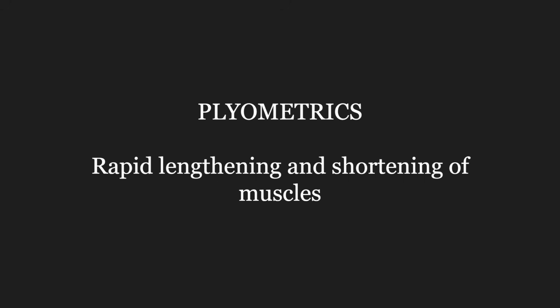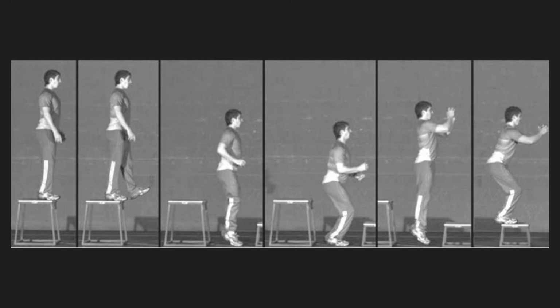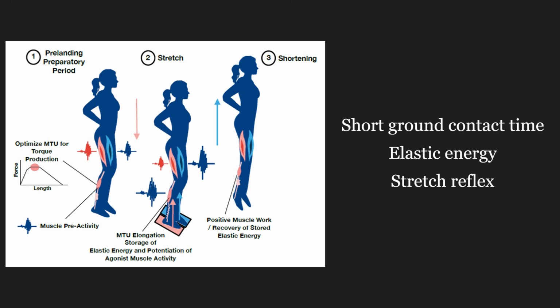So I'll start with plyometrics. Plyometrics are basically movements that involve very quick lengthening and shortening of the muscles. For example, if you drop down from a box, your quads and calves will lengthen as you land, and then if you bounce up as soon as you land, those same muscles are quickly shortening. That's a plyometric. The ground contact time is really short, so we're making use of the elastic energy that's generated during the stretch in order to very quickly contract right after, making use of the stretch reflex.